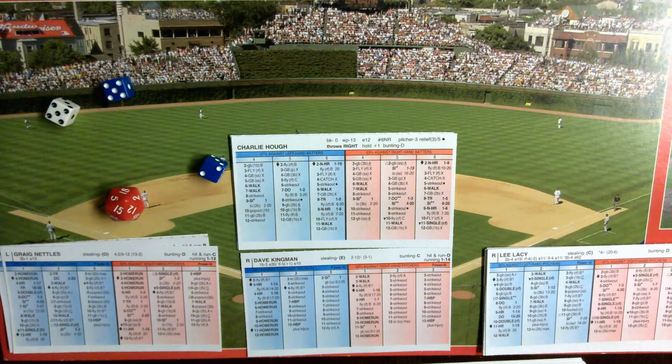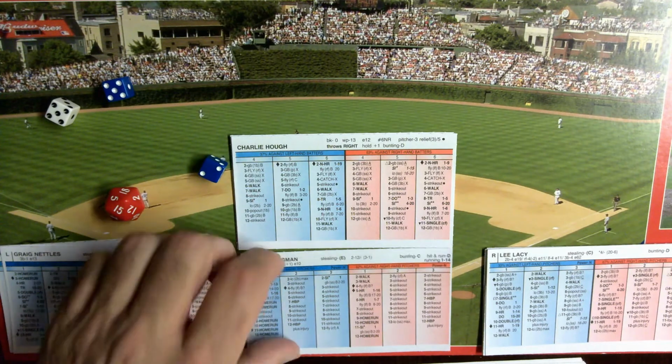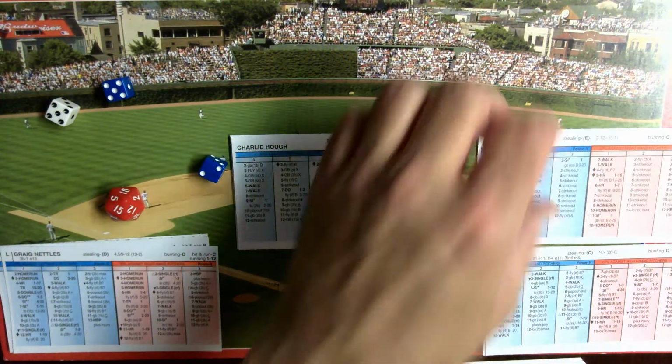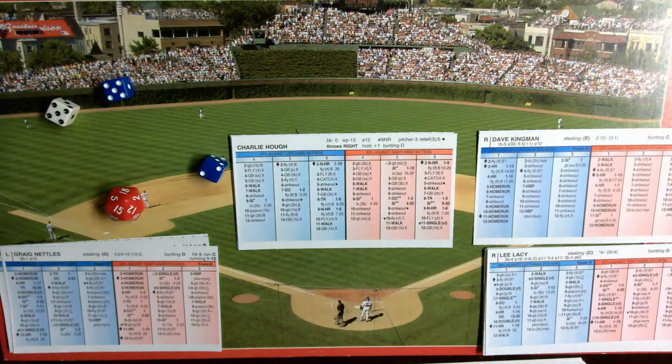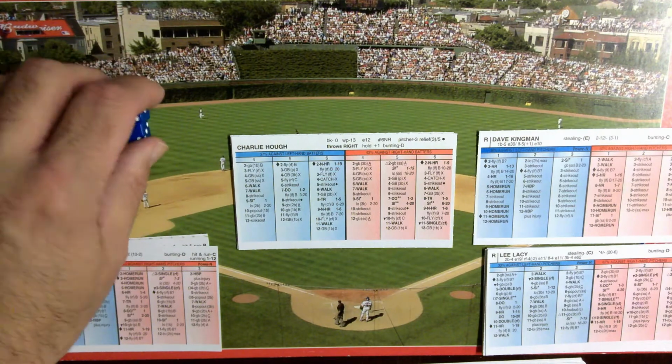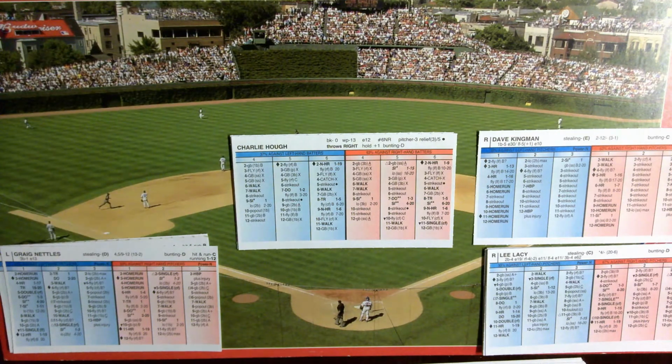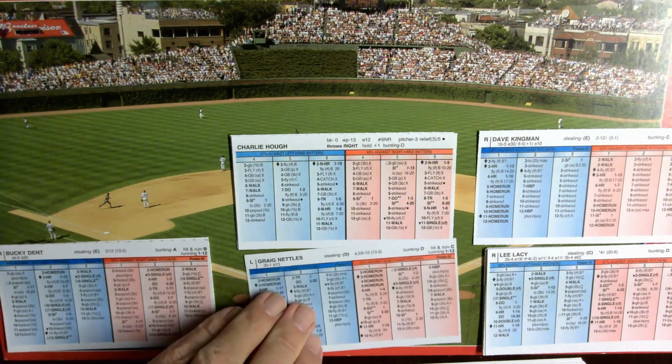Second hit of the inning allowed by Huff. So Kingman's on first. The infield's going to play back. They're looking to get that final out. We've got the third baseman Greg Nettles up next.